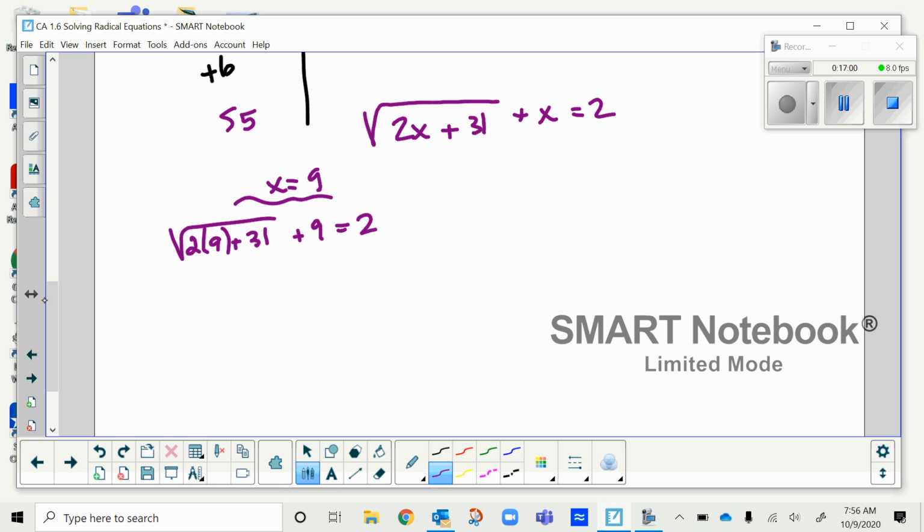So I plugged in 9 wherever the x's are, and I'm still going to be simplifying inside the radical. A radical works like parentheses in PEMDAS. Okay, it's a grouping symbol. So you have to do the math inside there before other math. So inside there I have 2 times 9, which is 18, plus 31, and 18 plus 31 is 49.